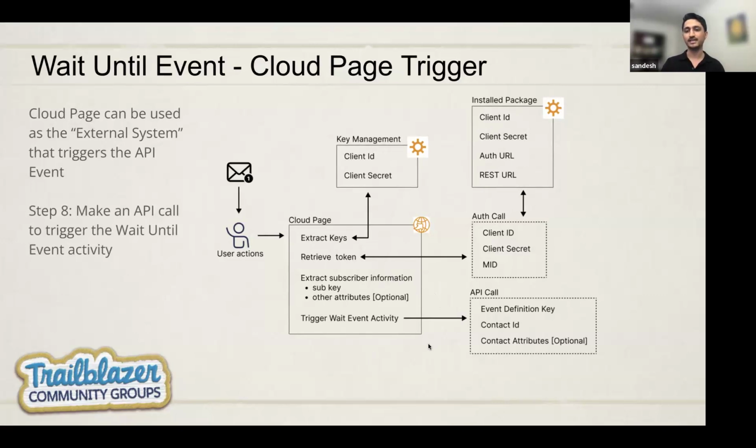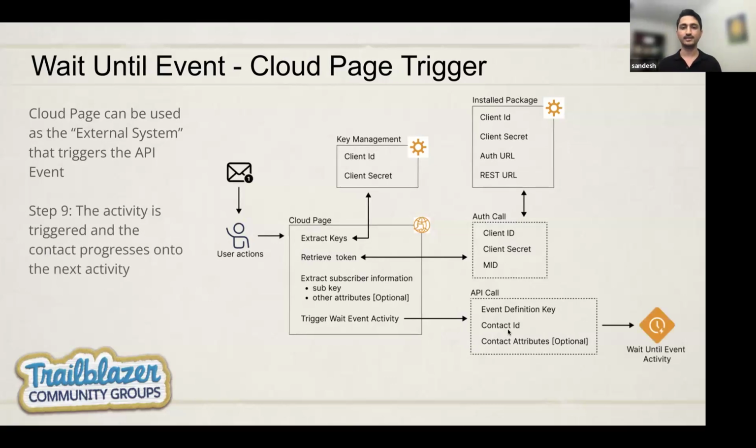All you need is the event definition key that you set up earlier in the configuration, the contact ID, which is also the subscriber key, and any other contact attributes that you require in the filter or you just want to log in the data extension. Once you have those, you can make an API call, and then the activity is triggered. If your contact is in there and it passes the filter, they will successfully move on to the next activity.